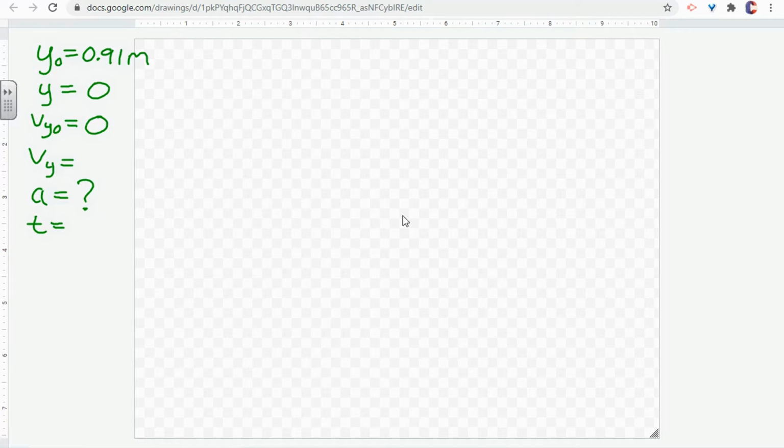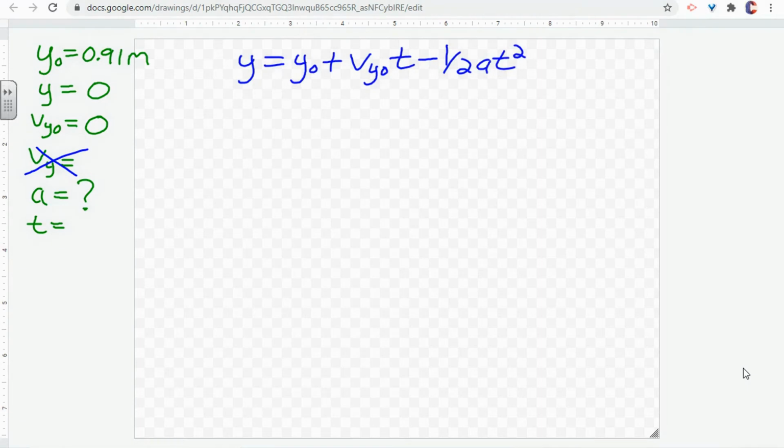So what we're going to do is use our kinematics and an equation that does not have our final velocity in it. And if you're using your AP formula sheet, the AP formula sheet has the second kinematic equation. Now, because it's accelerating downward, I changed that plus 1/2 at squared to a minus 1/2 at squared. So now I'm going to solve for the acceleration.